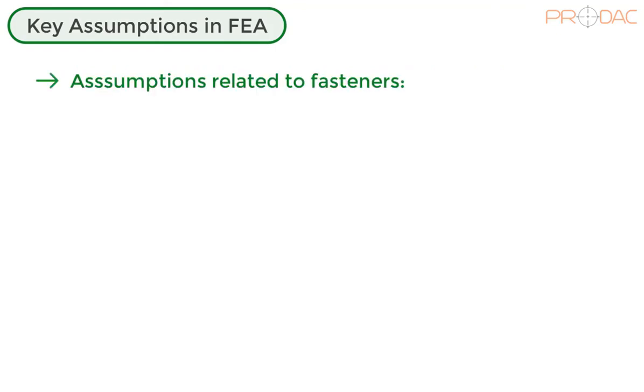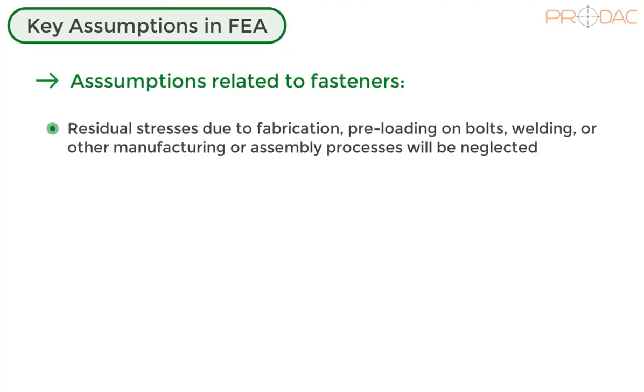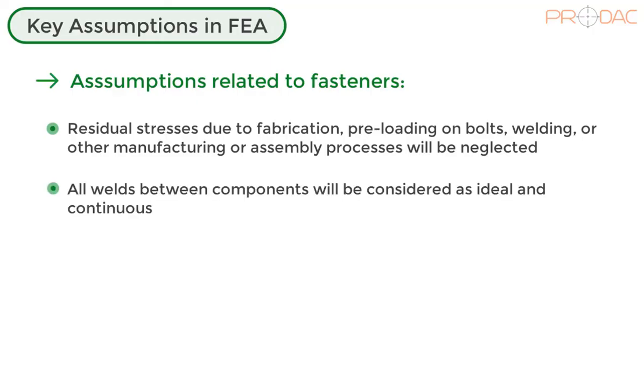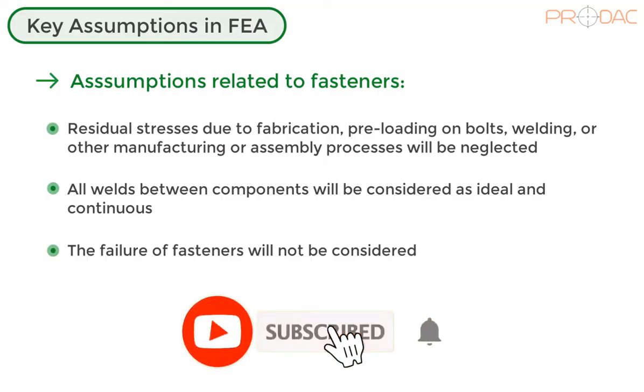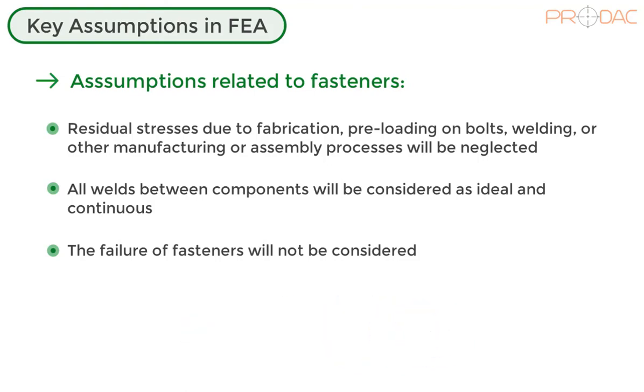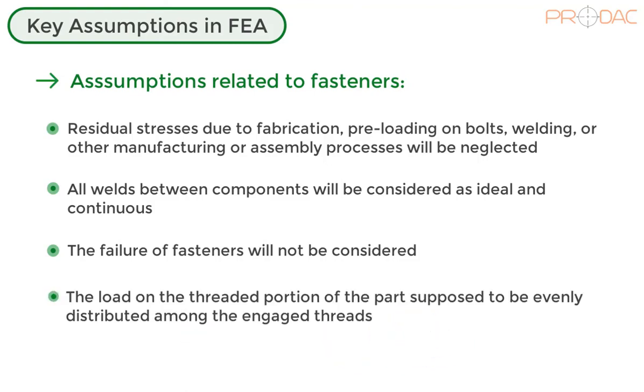And finally, we have assumptions related to fasteners. Residual stresses due to fabrication, pre-loading on bolts, welding, or other manufacturing or assembly processes will be neglected. All welds between components will be considered ideal and continuous. The failure of fasteners will not be considered. The load on the threaded portion of the part is supposed to be evenly distributed among the engaged threads.